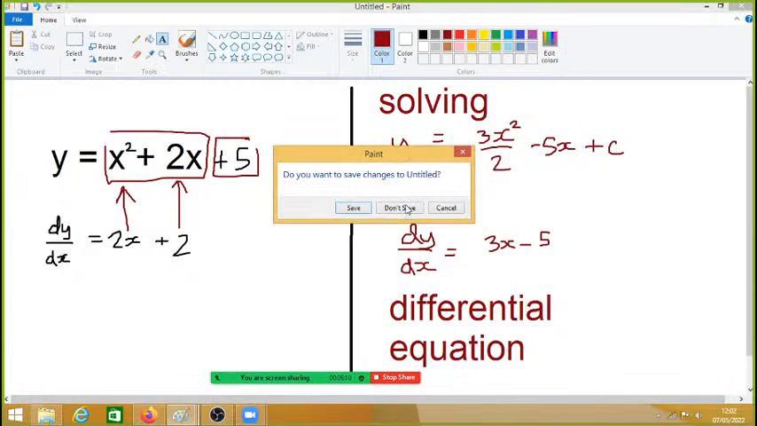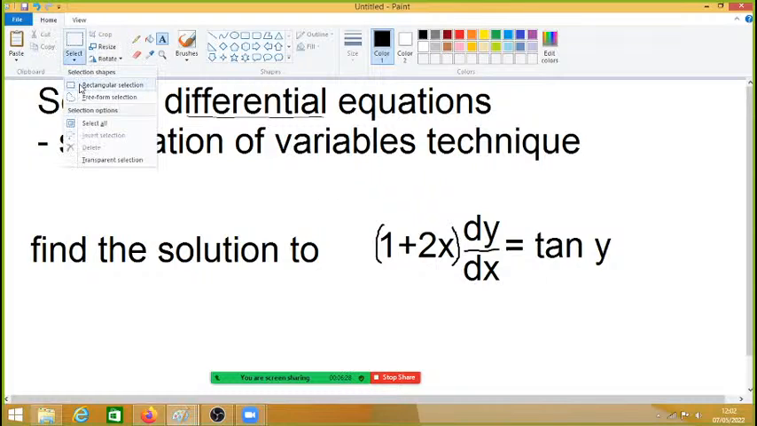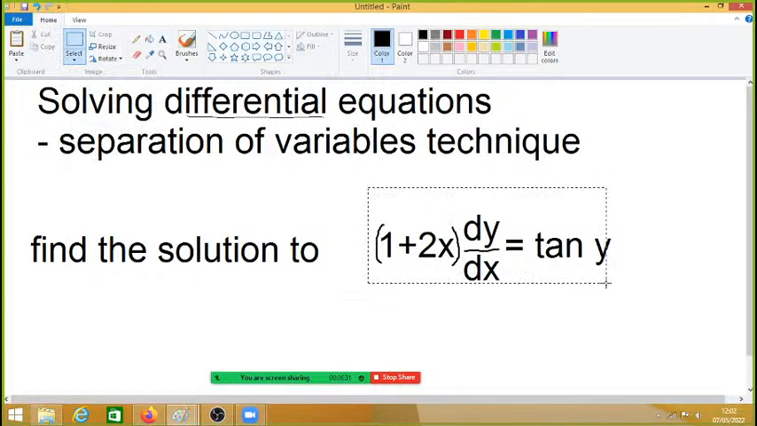So that's what you have to do now, but it's a bit more advanced. The equation's a bit more advanced, that's all. So we have to find what was the original equation. If we end up with, after being differentiated, something like (1 plus 2x) times dy by dx equals tan y, let me show you the technique for this. It's not too hard. The technique is called separation of variables.